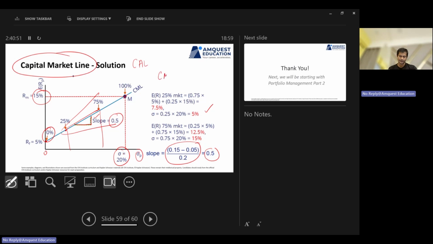So remember, the capital market line is not the same as the security market line. The capital market line is deviation based and the security market line is beta based. But do understand, both are similar concepts. Clear? Any questions?